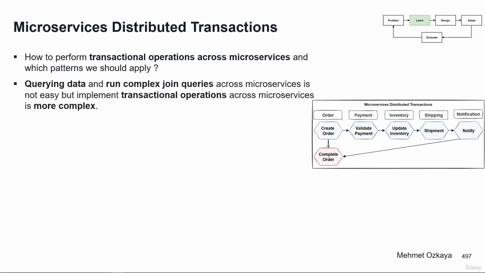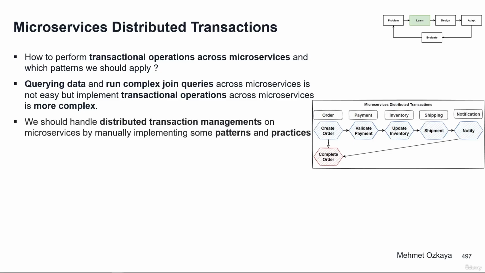We saw how to query data and run complex join queries across microservices with some patterns, and it was not easy. Now we are going to learn how to implement transactional operations across multiple microservices, which is more complex. It is complex because of working on distributed architectures, and working with a polyglot database on microservices can naturally cause network concerns. In other words, there is no distributed transaction management on microservices. We should handle it by manually implementing some patterns and principles.